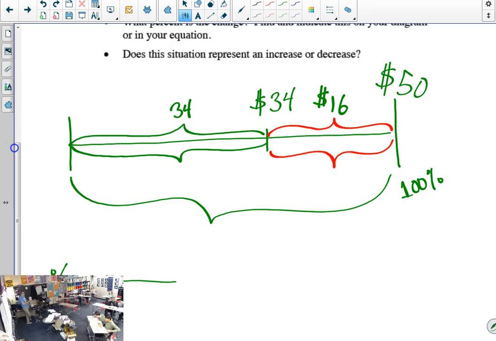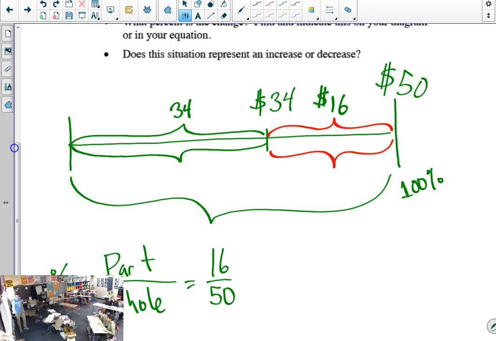Percent is something over something. Remember? Percent is always part divided by whole. Then we move the decimal to get to the actual percent form. But here, what's my part, what's my whole? Your part is 16 and your whole is 50.